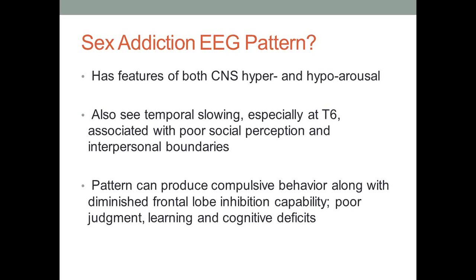Sex addiction EEG pattern has features of both a central nervous system hyper and hypoarousal pattern. We'll oftentimes see temporal slowing, especially at T6 in the right posterior temporal area. This is associated with poor social perception and interpersonal boundaries.